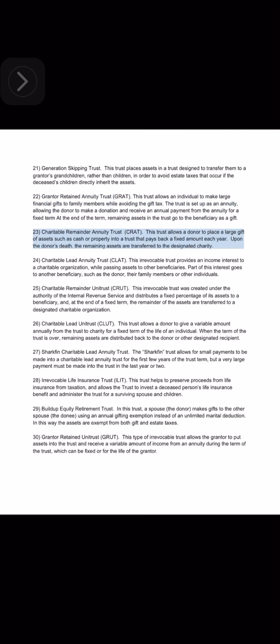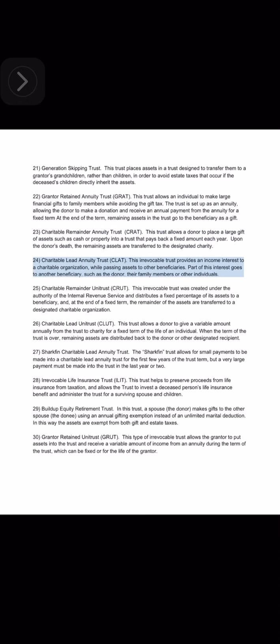23. Charitable Remainder Annuity Trust, CRAT. This trust allows a donor to place a large gift of assets such as cash or property into a trust that pays back a fixed amount each year. Upon the donor's death, the remaining assets are transferred to the designated charity.